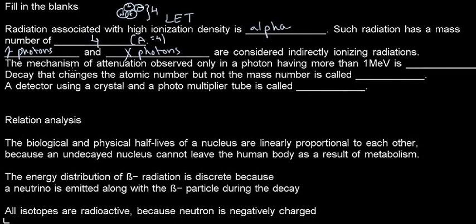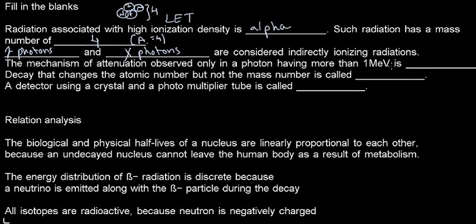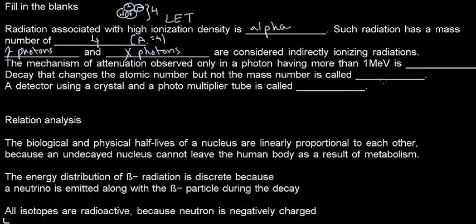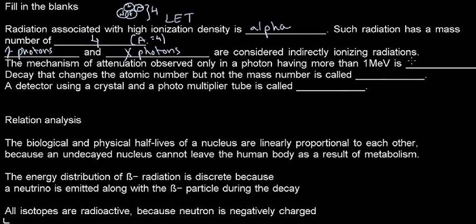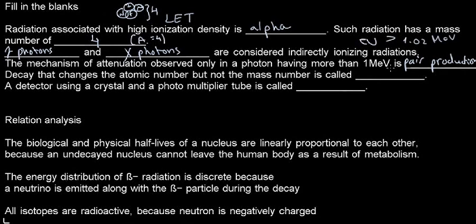Very good. The mechanism of attenuation observed only in a photon having more than one mega electron volt is, and this is the most destructive, you can say, or the most dramatic mechanism, it would be the pair production. And it would entail having an energy equivalence of over 1.02 mega electron volts.